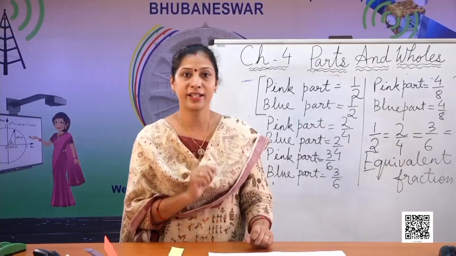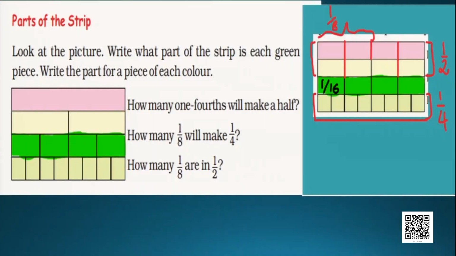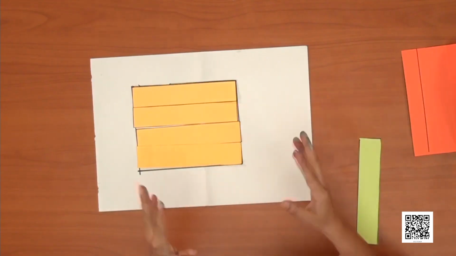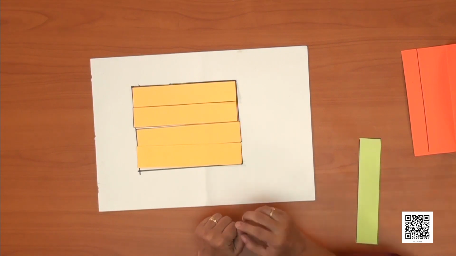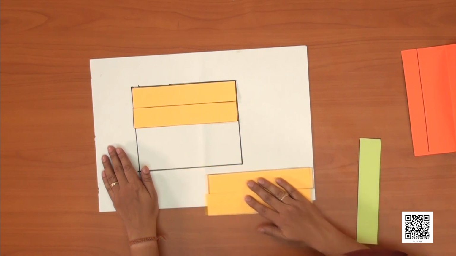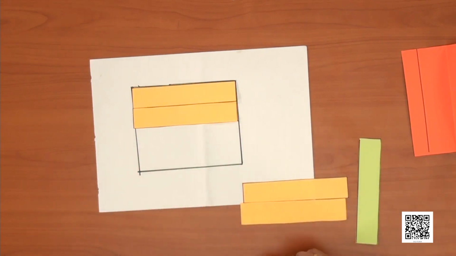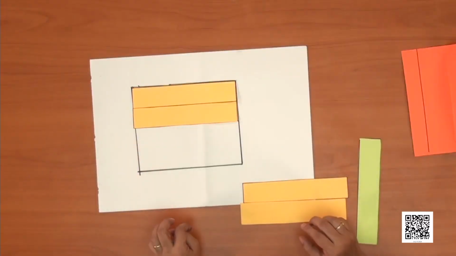1/4 of the rectangle. Now, the first question is, how many 1/4 will make a half? You don't have to do any calculation. You just can see the picture and find out how many 1/4 will make a half. Now, this is a rectangle. If I remove this, I have removed half of the figure. So, can you tell me how many 1/4 will make a half?